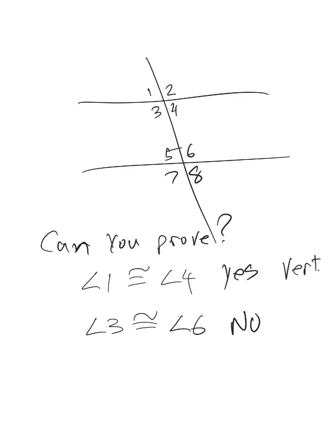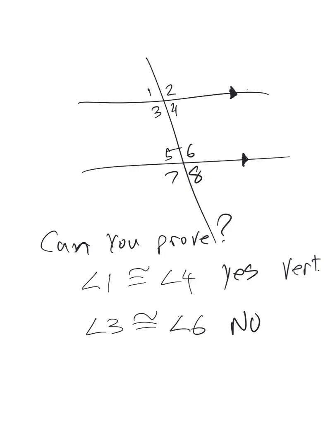So angle 1 and angle 4 are vertical angles. Angle 3 and angle 6 are alternate interior angles, but you can't prove that they're congruent unless you have the symbols on there. So I wanted to make sure you understood that, because that's exactly what they're going to do on the quiz and the test that you take next week.